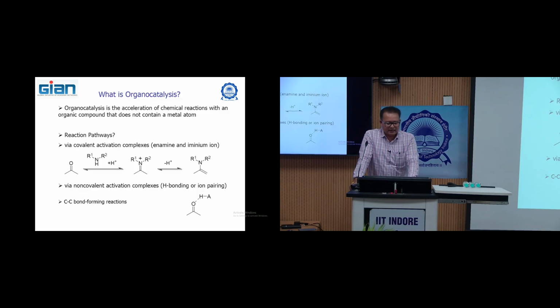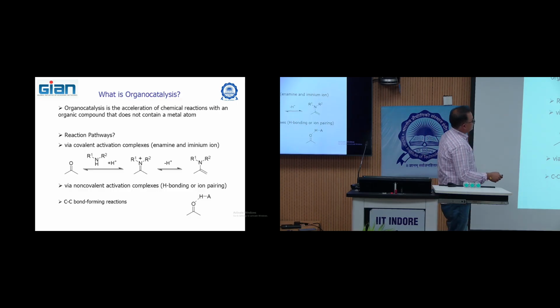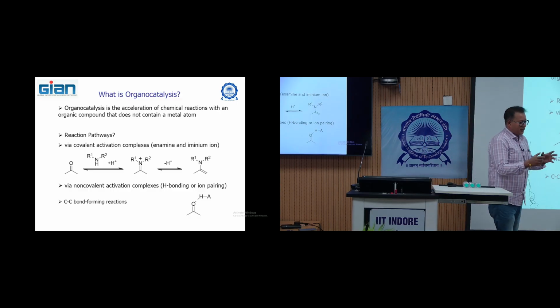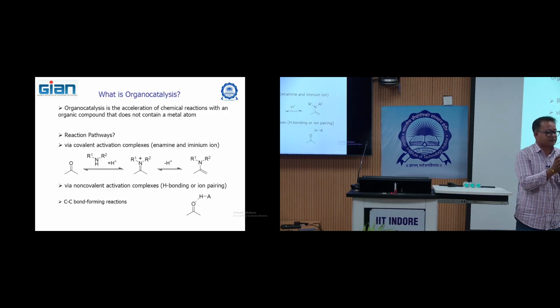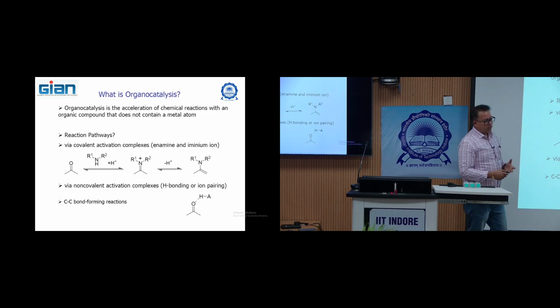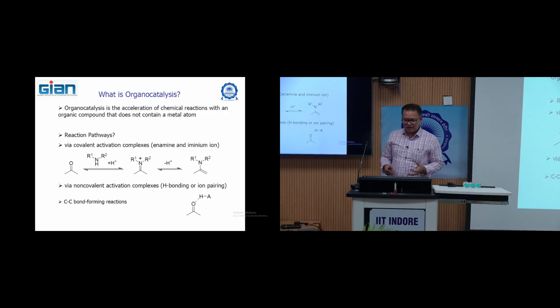To put it in simple words, organocatalysis is an acceleration of reactions with an organic compound that does not contain a metal atom. So we feel that we should have an organic substrate and also an organic reactant, preferably a catalyst, that drives the reaction, and we get a fantastic product with very nice enantioselectivity. We talked about enantioselectivities yesterday. Also we saw molecules with multiple chiral centers.